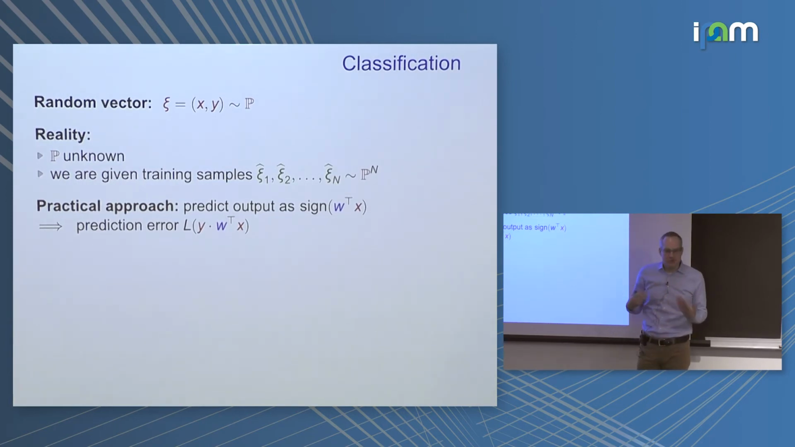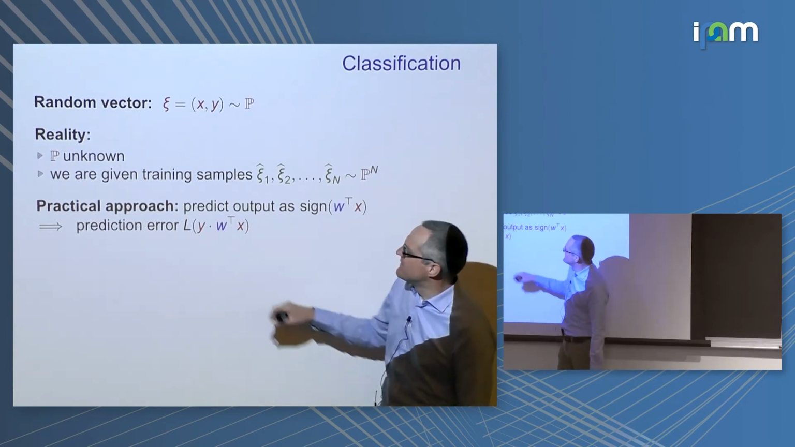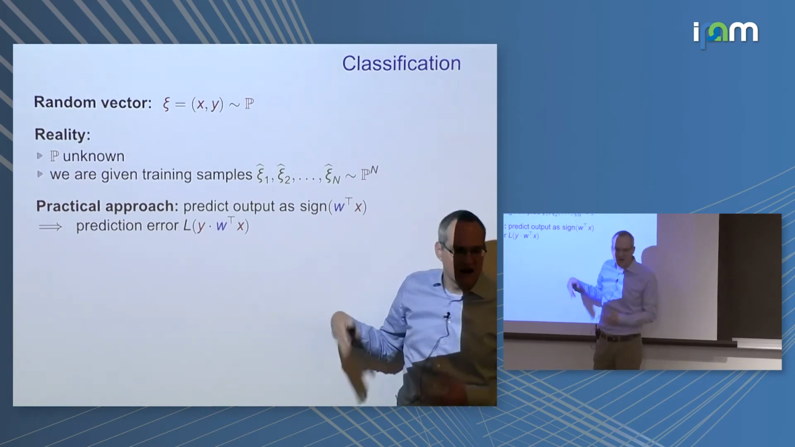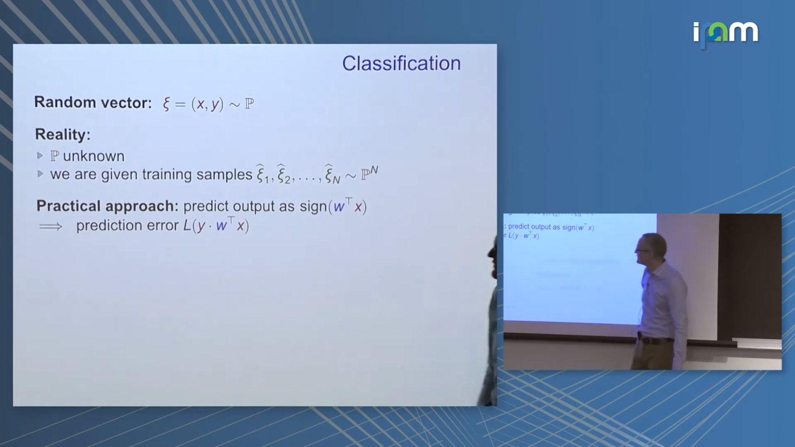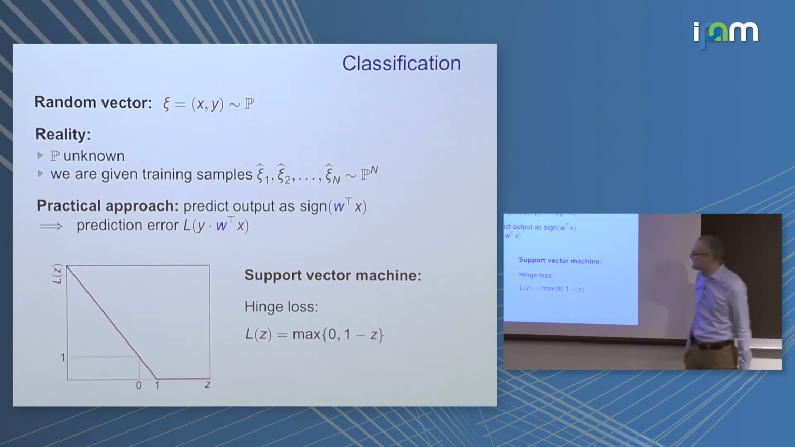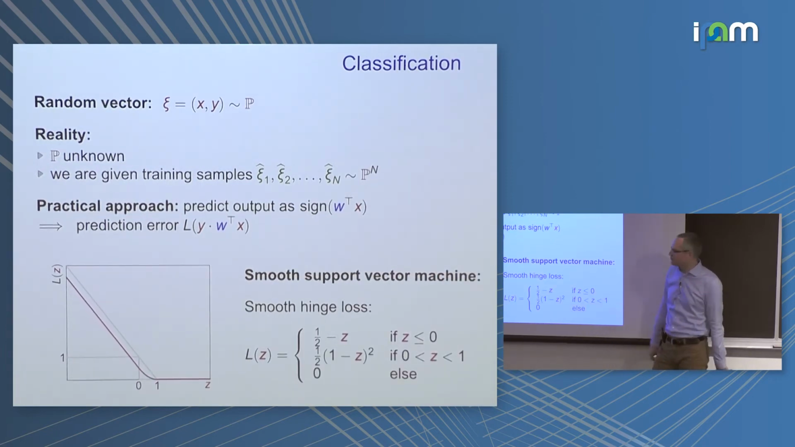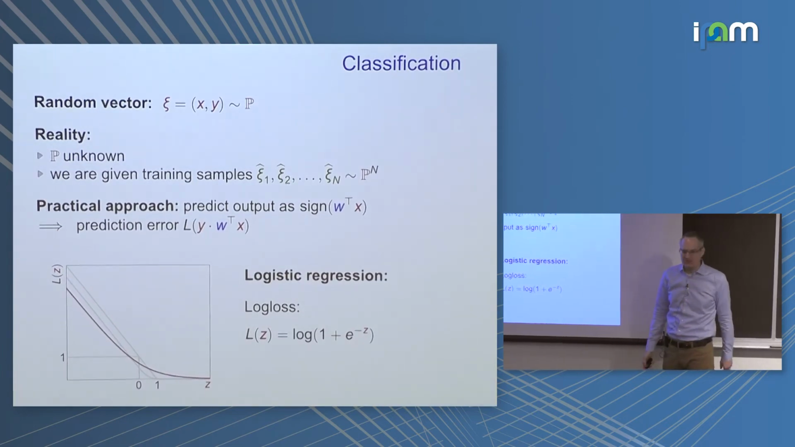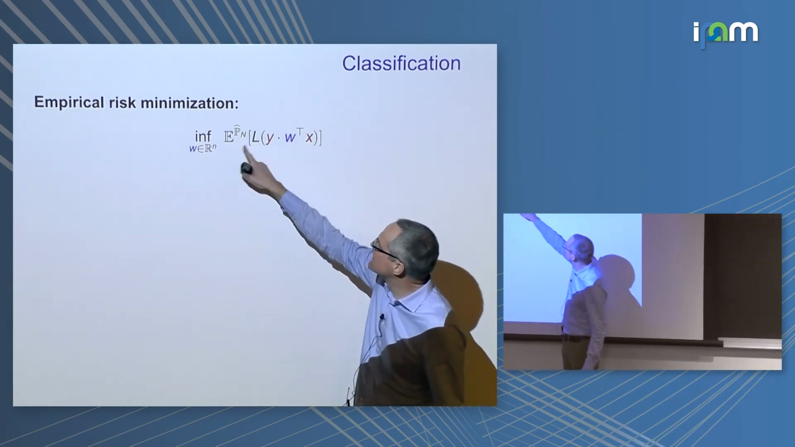So the prediction error can therefore conveniently be measured by some convex loss function that is small if the prediction is correct, so small if this product is positive, and large if the prediction is incorrect, meaning if this product is negative. So the typical examples, we already discussed them, are the hinge loss, which is used in support vector machines, the smooth hinge loss, which irons out the kink at 1, or the log loss, which is used in logistic regression. Now, the naive approach would be first to try to find a W that minimizes the empirical prediction loss.